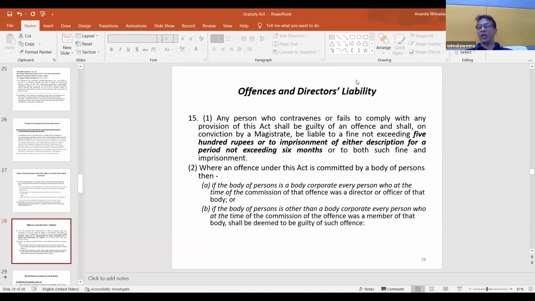So I will be responsible for everything. Is it clear? Yes, sir. Right. So, offenses and directors' liability.